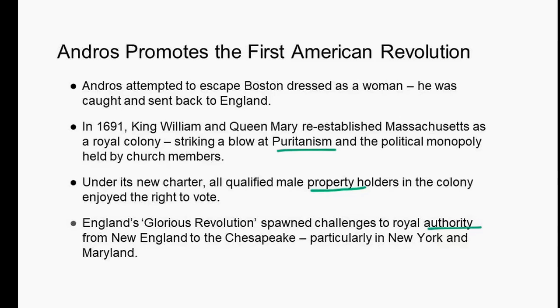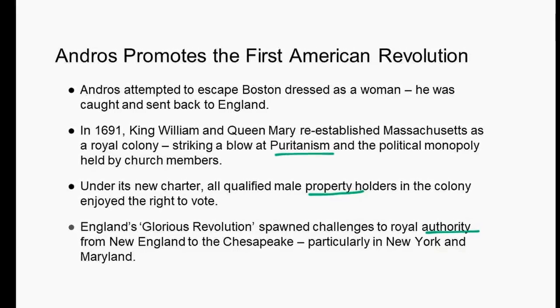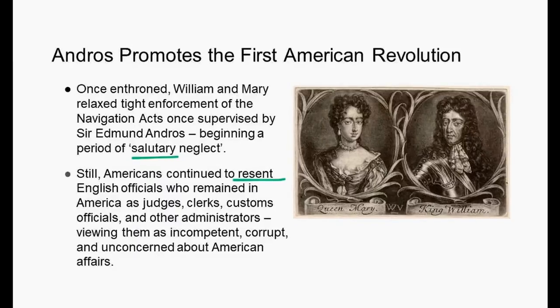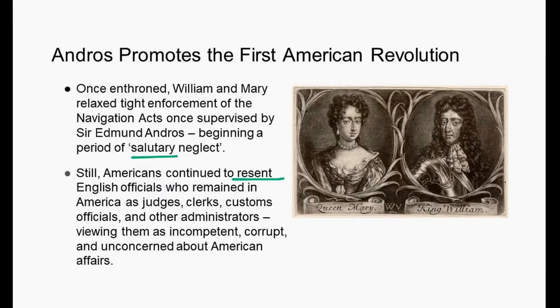England's Glorious Revolution spawned challenges to royal authority from New England to the Chesapeake region, particularly in New York and in Maryland. Once enthroned, William and Mary relaxed the tight enforcement of the Navigation Acts that were once supervised by Sir Edmund Andros, beginning a period of what's called salutary neglect.